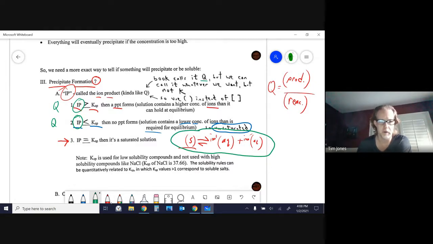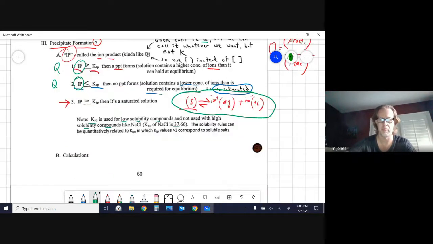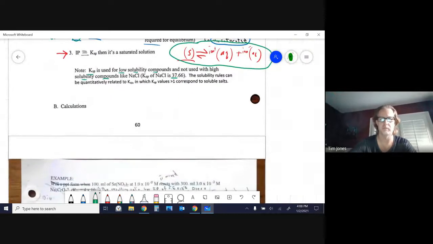I mentioned a note here. KSP is used for low solubility compounds. It's not used with high solubility compounds. So for example, if you were to do a KSP of NaCl, it'd be about 37. The solubility rules can be quantitatively related to KSP, in which the values greater than 1 correspond to soluble salts. That's just a little detail to be aware of. That's just verifying the chart.